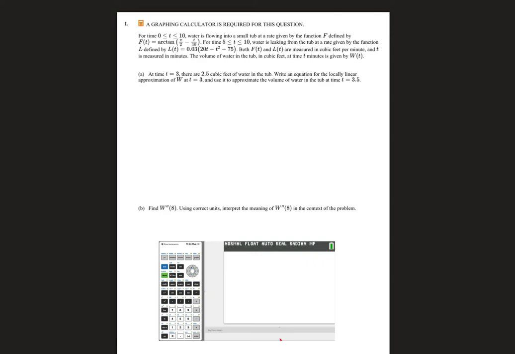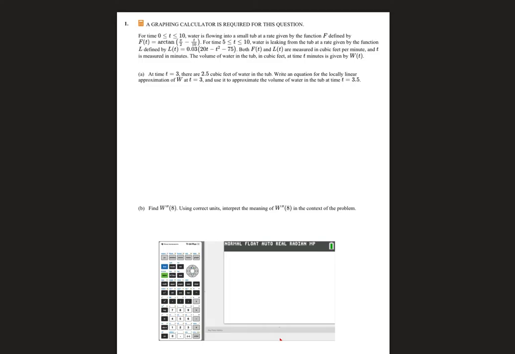Okay, so for the first one, this is a calculator one, and I think we'll use a calculator for every part also. Okay, so they say for time t between 0 and 10, water is flowing into a small tub at a rate given by the function f, defined by that, f of t equals arctan of pi over 2 minus t over 10. For time when t is between 5 and 10, water is leaking from the tub at a rate given by the function L.